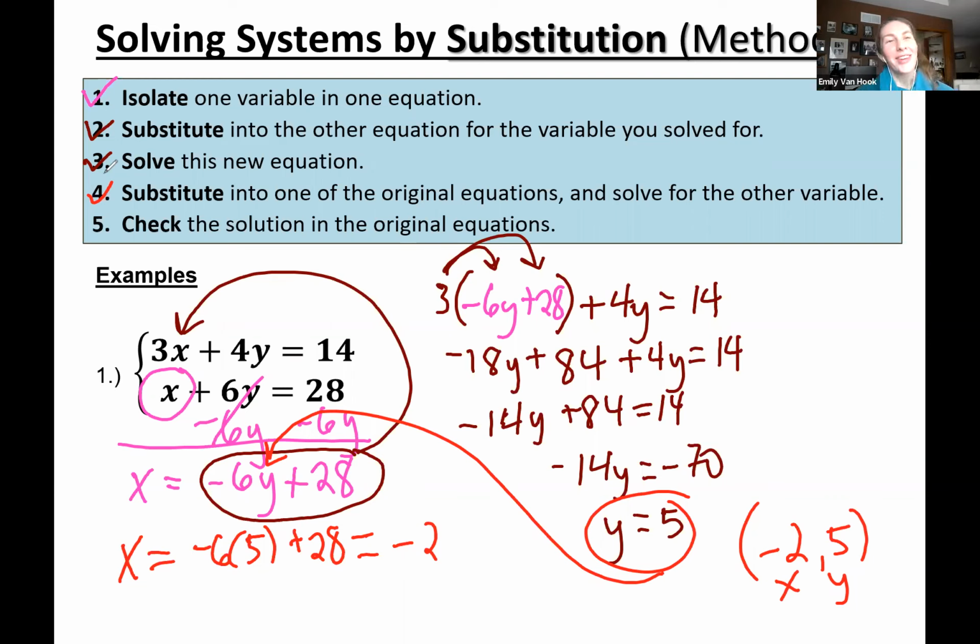I don't always do this very last step, probably like many of you, but for now, let's make sure we check our solution in both original equations. So I'm going to take my ordered pair, negative 2, 5, and check it in both equations. Okay, so I'm pausing again. I'm going to go to a blank screen to do this checking process, and then we'll move on to number 2.